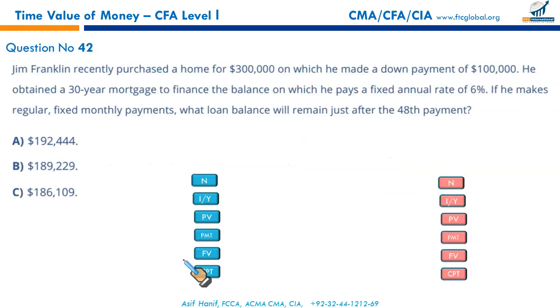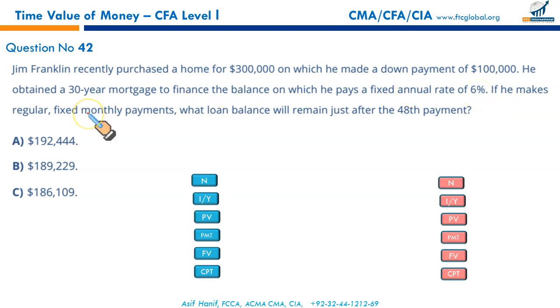Next, a good one again. Jim Franklin recently purchased a home for $300,000 on which he made a down payment of $100,000, which means the loan amount is net of these two: 300,000 less 100,000, that's 200,000. He obtained a 30-year mortgage to finance the balance of $200,000, on which he pays a fixed annual rate of 6%.